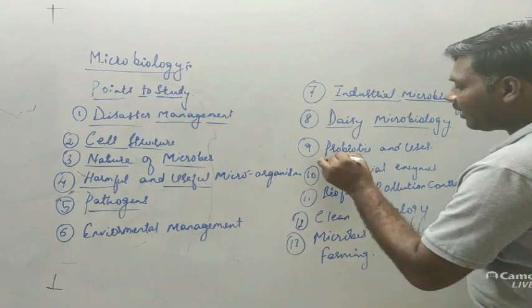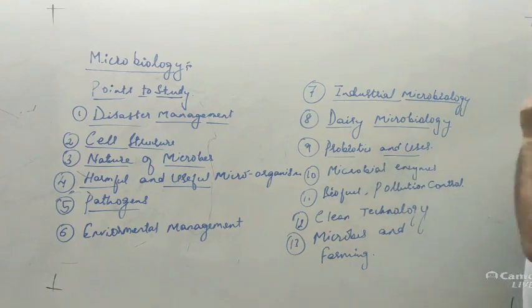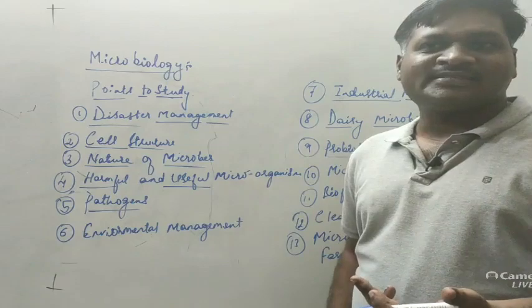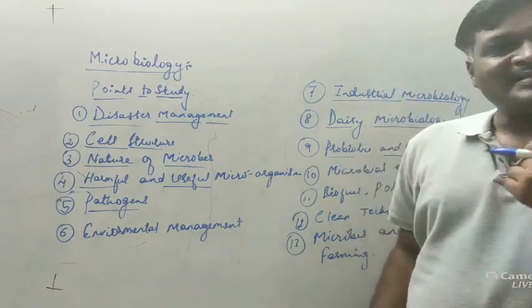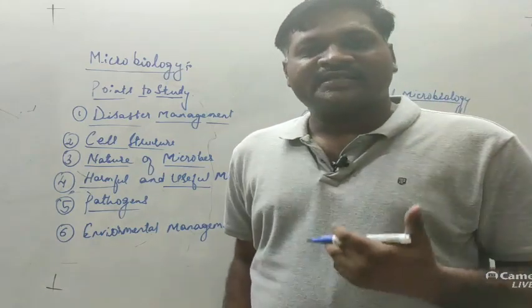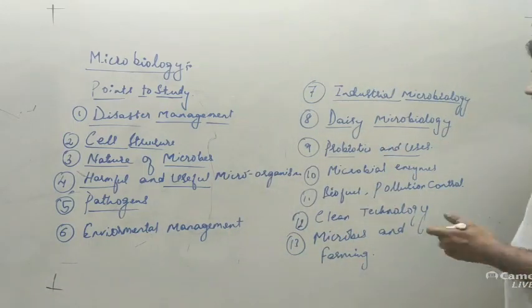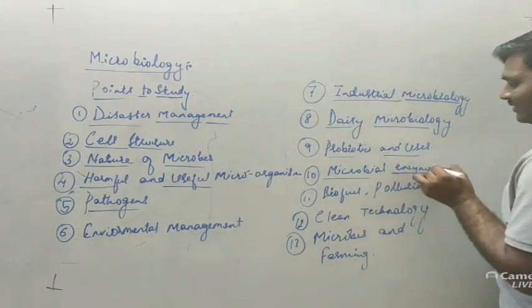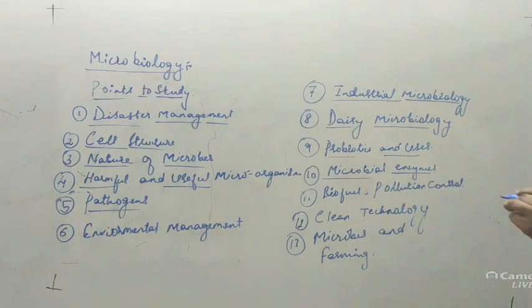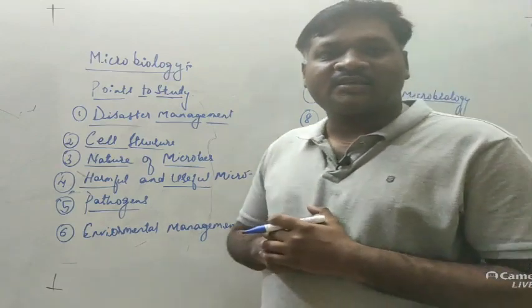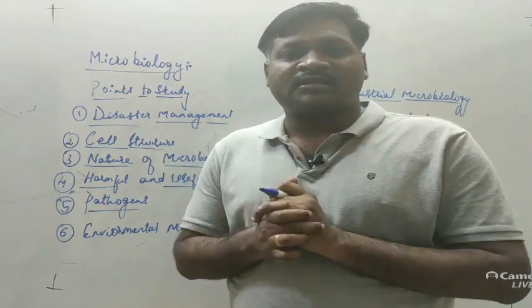Then we will discuss probiotics. Probiotics are the recent type of, or newly formed, antibiotics you can say, or these are the supplements which induce immunity. And these are also produced with the help of microorganisms. Then microbial enzymes. Now see, in different industries, like the dairy industry or other industries, different types of products are produced.